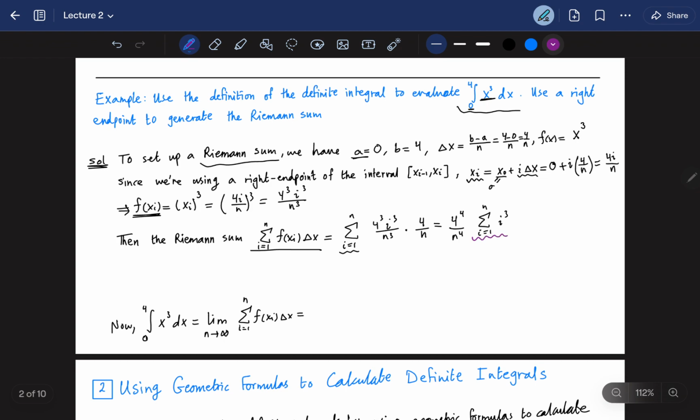I have the summation of i cubed. Also, using one of the formulas or rules from last video, you can easily find it, because this is just n squared, n plus 1 squared over 4. Okay, so let's simplify. So this is 4 cubed over n squared times n plus 1 squared.